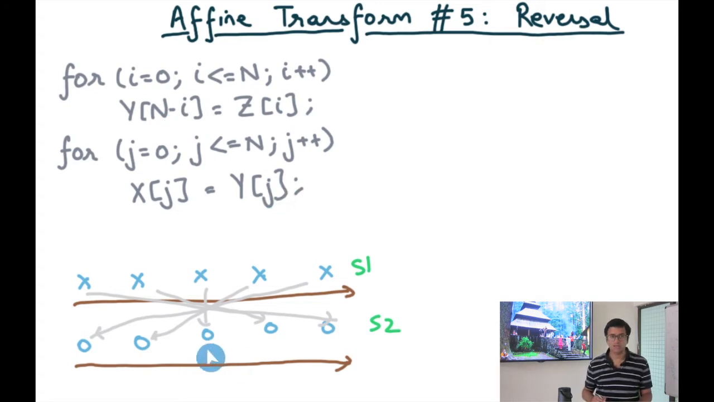If I was to draw a pictorial representation, the crosses represent the instances of S1 and the circles represent the instances of S2. Then the first instance of S1 is going to access y[n], and that is going to be accessed by the last instance of S2, because the last instance of S2 is going to access y[n]. And so there is a read after write dependency from the first instance of S1 to the last instance of S2. Similarly, there is a read after write dependency from the second instance of S1 to the (n-1)th instance of S2, and so on. And so this is what our dependency graph looks like.